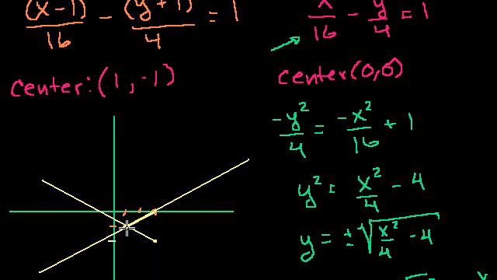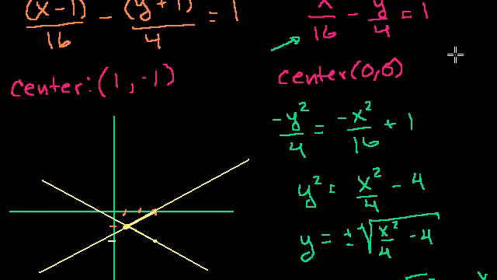And then just to continue it in the other direction, I want to make the lines overlap. It's going to look something like that. So we've drawn our asymptotes for this function, and now we have to figure out if it's going to be a vertical hyperbola or a horizontal hyperbola.